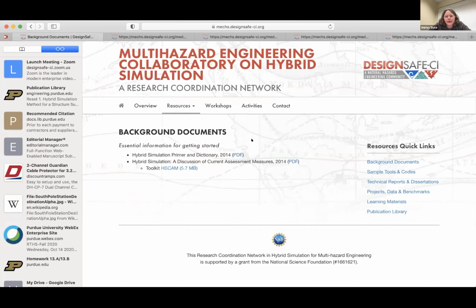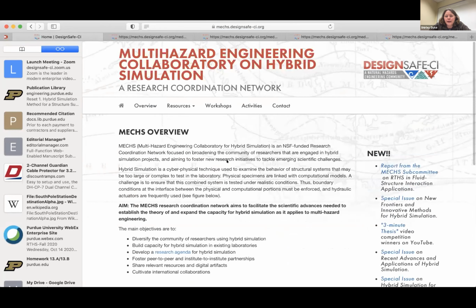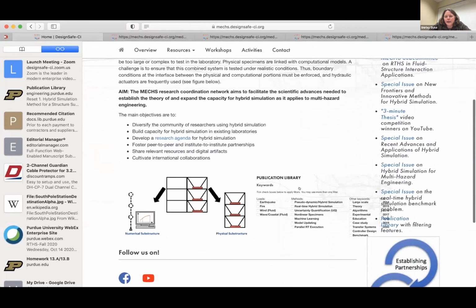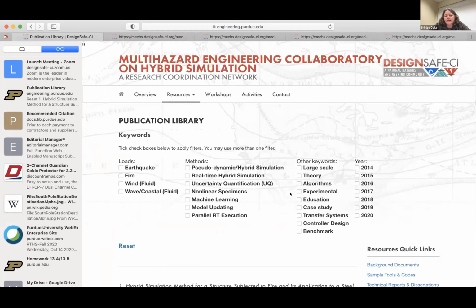And by the way, if you go to resource quick links, background documents, that's where the primer is. There's so much information in this website, it's hard to keep it all completely organized. But this primer is really an important document, and the publication library, all the special issues are linked from the right-hand side here. You can just click on this and it'll take you right there, okay? So this is really helpful.